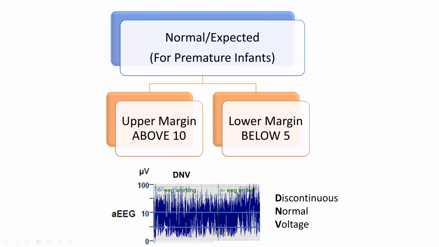And so because of those pauses, the lower edge drifts downward, and you can see sometimes it's below 5. So what we have is upper margins above 10, lower margins below 5, but this is expected for a preterm baby. If you were a term baby and you show me this pattern, that's not what I expect. That's not normal for your age. I need to go figure out why. So that's the difference that we look at between normal and abnormal, between term and preterm.